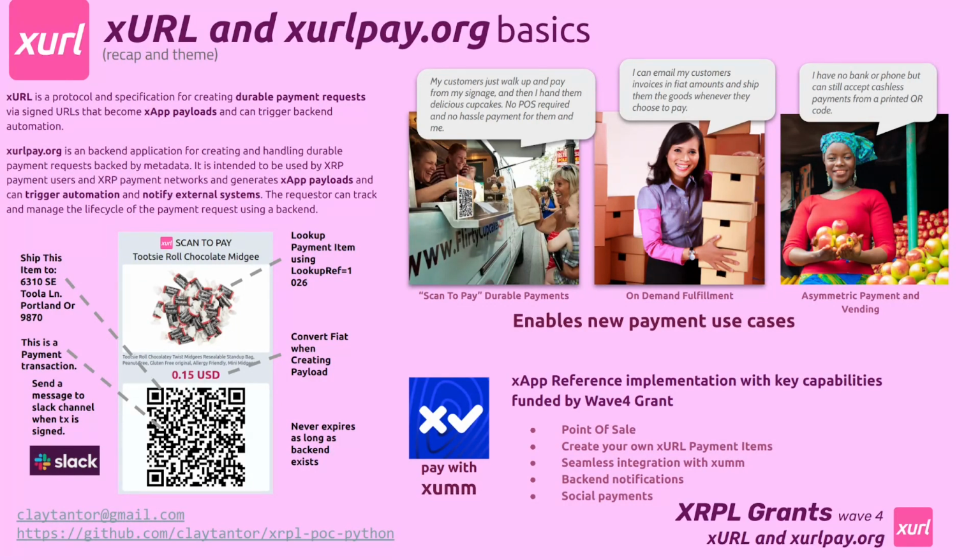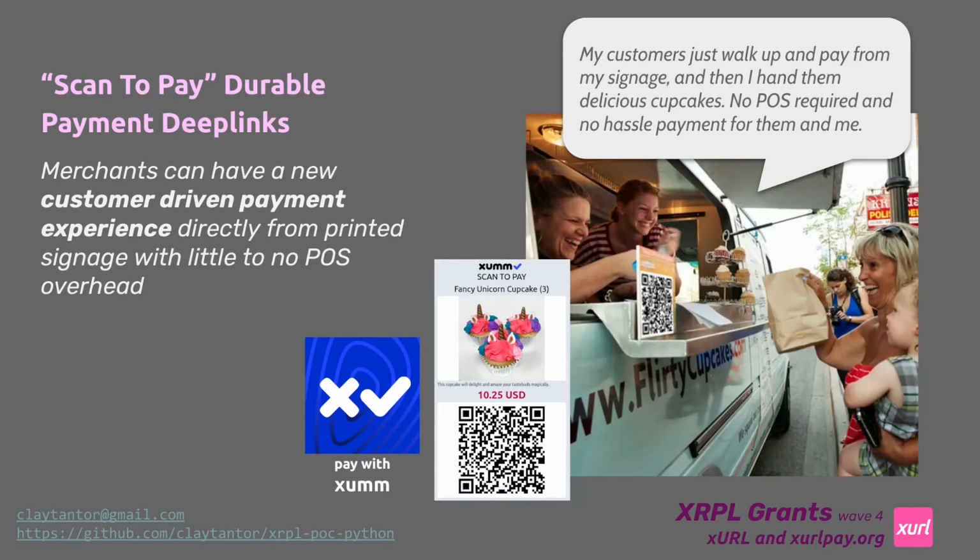And it opens up a whole bunch of new kinds of payment use cases. Payment use cases like scan-to-pay durable payment deep links. In other words, what if a food cart could just print their menu on the side of their cart and people walked up and just scanned QR codes, and the actual owner of the small business didn't need a point-of-sale system. They merely looked at their wallet to see whether someone had paid or not.